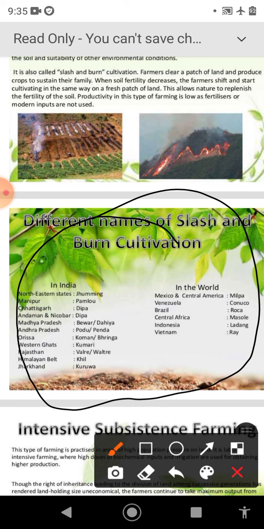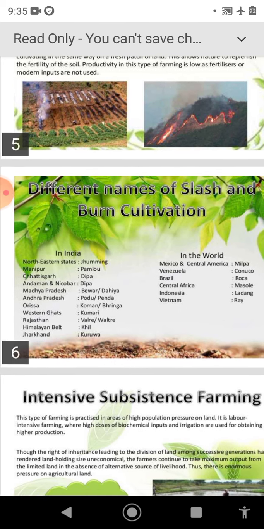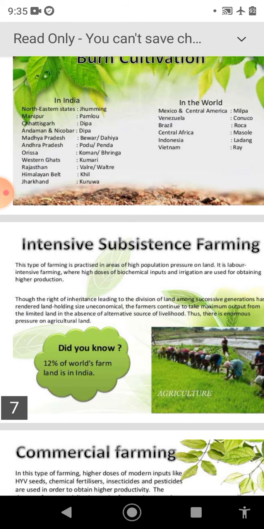After that, we'll discuss intensive subsistence type of farming. This is the type of farming which is carried out in most parts of India. The literal meaning of subsistence is the type of farming which is practiced for self-sustenance, or you can say to fulfill the personal need of food. This type of farming is labor intensive, and high doses of biochemical inputs and irrigation facilities are used to obtain maximum output.